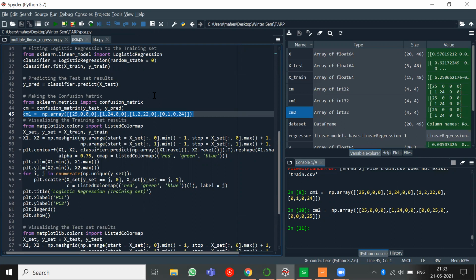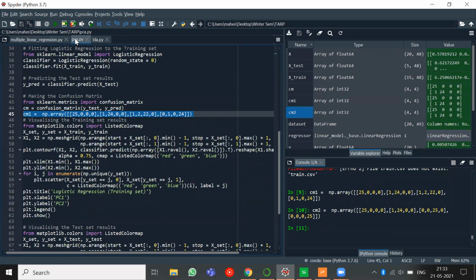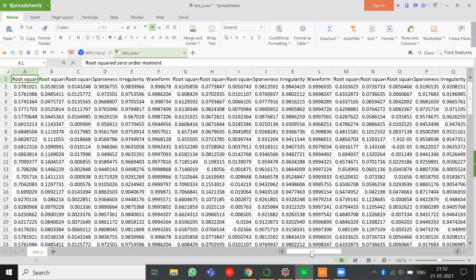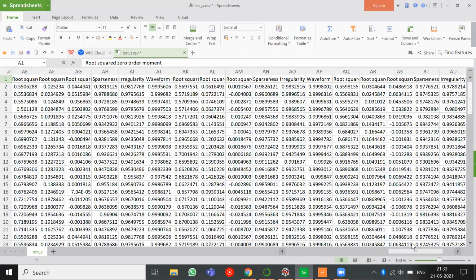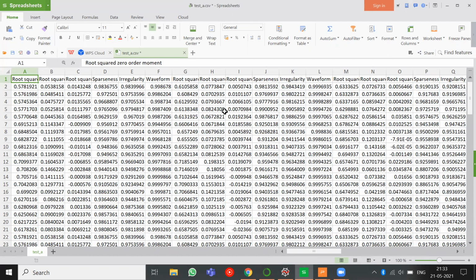So the working of these models is like this. I'll show you the data and then you can understand it better. Suppose this is the data which we have extracted from the sensors, the EMG signal data. These are the features which were extracted from the EMG signals. As you can see: root square zero order moment, root square second order moment, fourth order moment, sparseness, irregularity, and waveform length. So these are the features which were extracted.